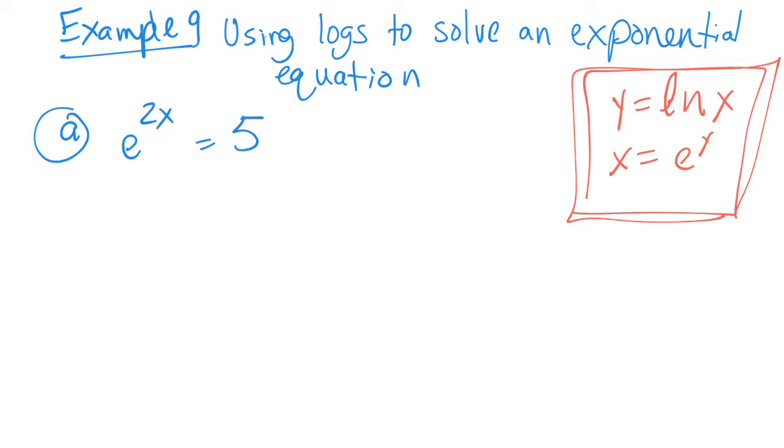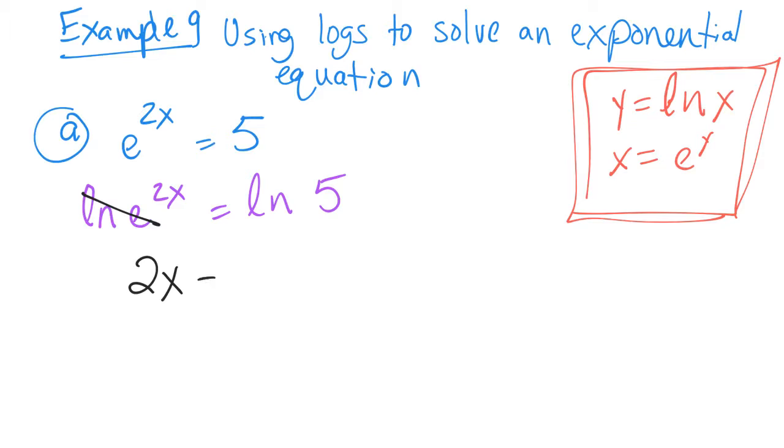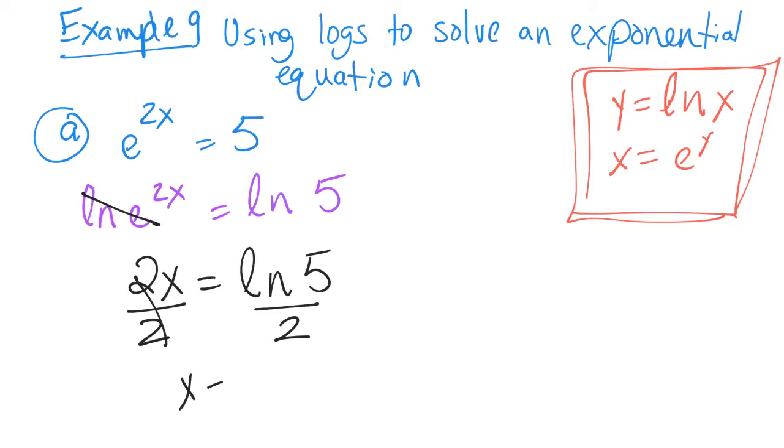So to solve this equation, what we're allowed to do is take the natural log of both sides. Because from here, the natural log of e cancels and our 2x comes down. So 2x equals the natural log of 5. Trying to get the x by itself, we have to divide by 2 on both sides. So x equals the natural log of 5 over 2. There are some on your homework where you have to leave it in exact form like this rather than do the decimal.